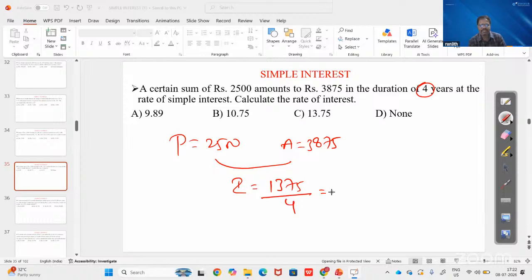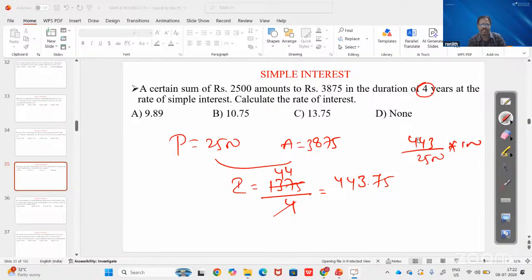So if I cancel, 4 ones are 4, 4 threes are 12 and the remainder is 17. 4 fours are 16, remainder is 15, so that will be 4 threes are 12. So 443.75. So the rate of interest will be equal to 443 divided by 2500 into 100.